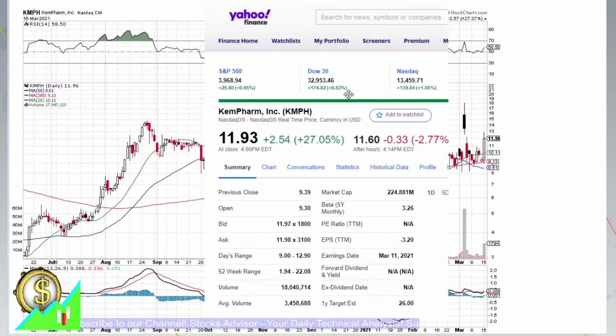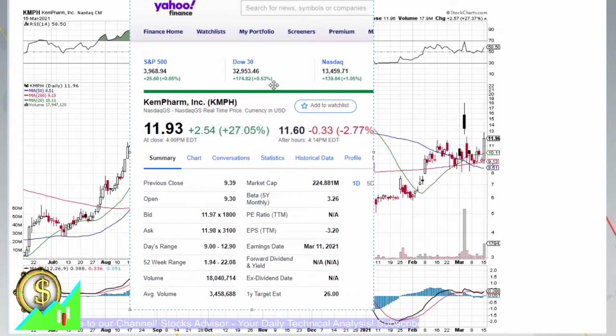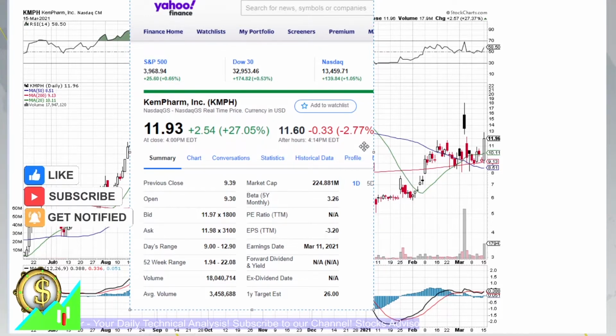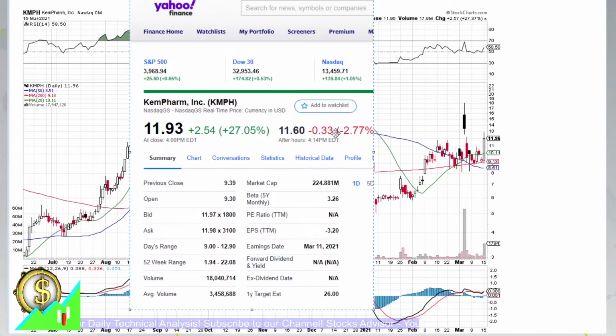Well, KMPH today was trading really high. You can see it was doing 27.05% during the day, and after hours we see already minus 2.77, which is in general nothing and still could be volatile around zero because it's still on this huge growth. It's just within the volatility ranges.